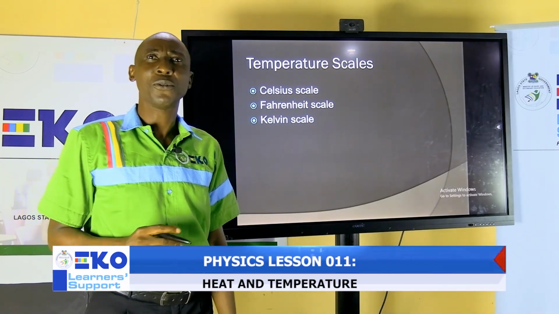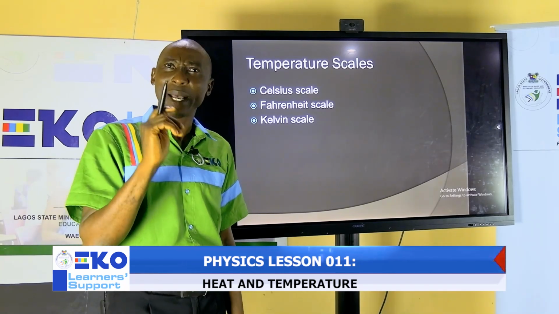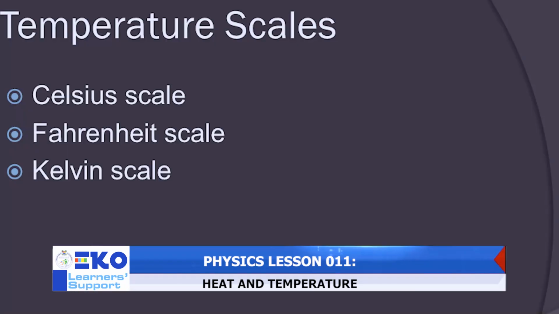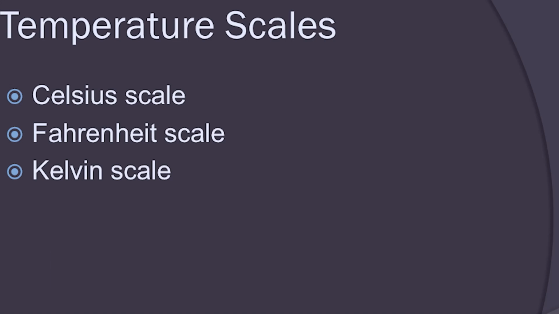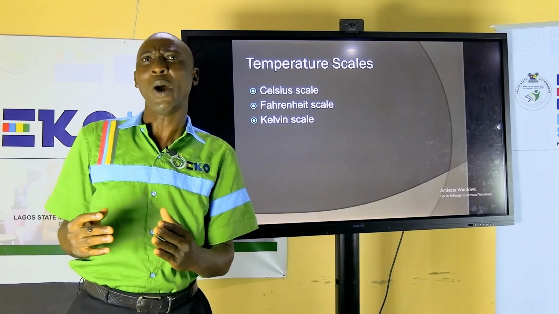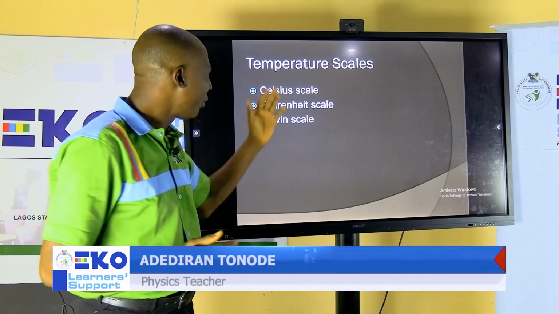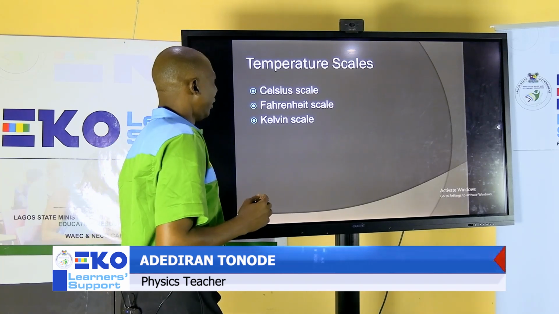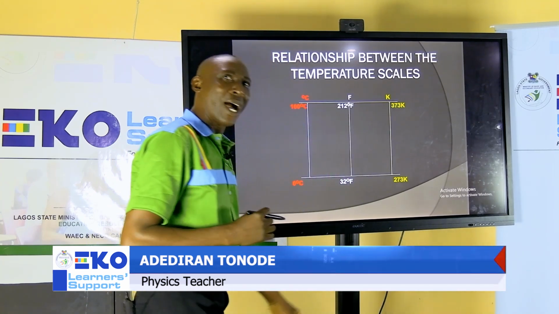Temperature scales. For this level, we will restrict ourselves to 3 scales. The scales are the Celsius scale, Fahrenheit scale, and Kelvin scale. What you need to know are the boundaries, that is the upper fixed point and lower fixed point for these scales. Don't forget I told you that for our level, we will restrict ourselves to 3, because there are more than that when you go higher. But because of WAEC, NECO and JAMB, we will restrict ourselves to 3. Look at each of them.